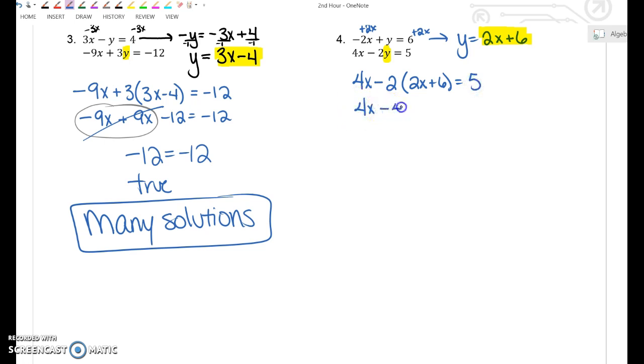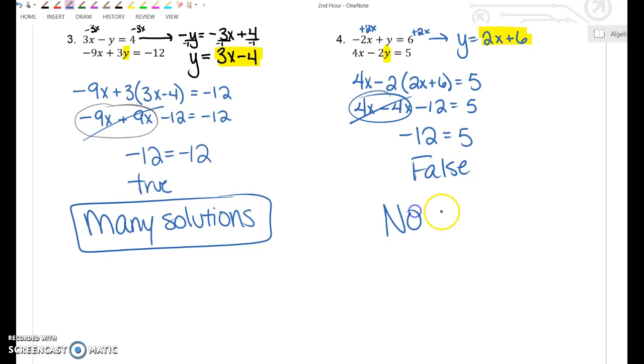Distribute. We end up with 4x minus 12 equals 5. 4x minus 4x, those cancel each other out. Negative 12 equals 5. Is that a true statement or a false statement? And if you get a false statement, that means no solutions.